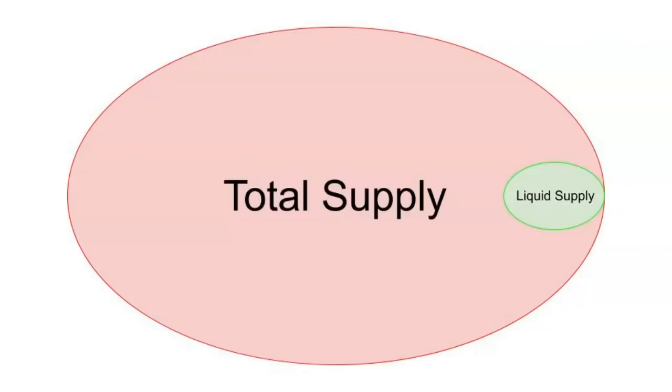So that's impermanent loss. There's a lot of concepts I'm going over, but the main thing I really need you to realize is that liquidity is a subset of supply, and it's the only thing that matters to you.